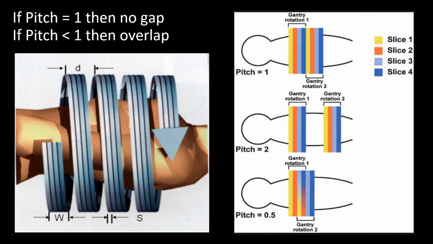I like this picture on screen right for showing the concept of pitch. You see, if pitch equals 1, like in this top picture, there's no gap in the parts of the patient's body that are imaged. If pitch is 2, like the middle picture, that means the beam width is smaller than the rate of table movement. So there's gaps like this in what we're imaging. If the pitch is 0.5, that means there's overlap in what's being imaged, or the table speed is less than the beam width.